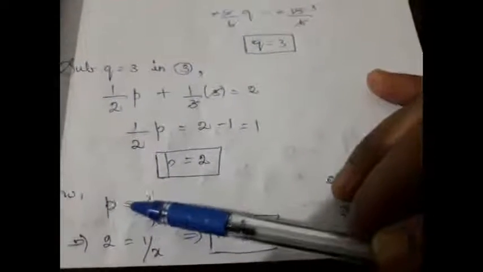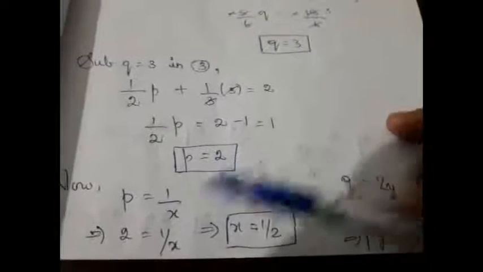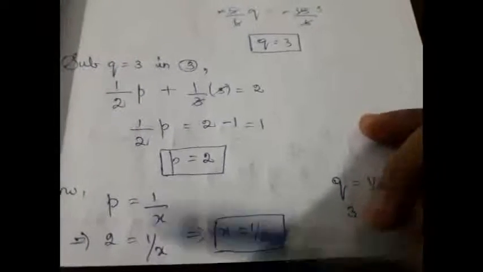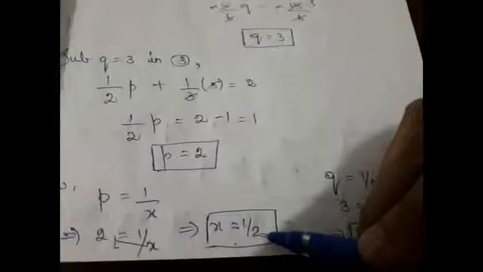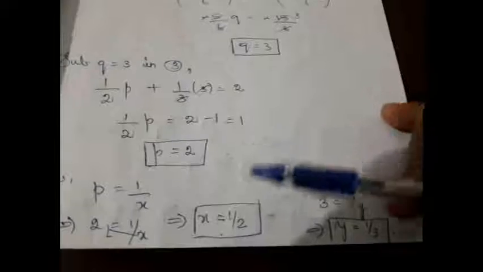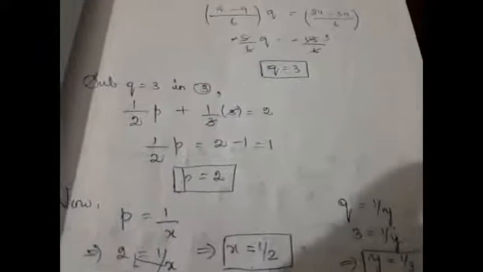Now P is equals to, what's our assumption? 1 by X. Now we found the value of P is 2. So 2 equal to 1 by X. Therefore X is equals to, bring this X to the other side and bring this 2 to the other side. So it will become X is equals to 1 by 2. Similarly here Q is 1 by Y. So Y is equals to 1 by 3. Thus we found the values of the variables X and Y by making suitable substitution, right?